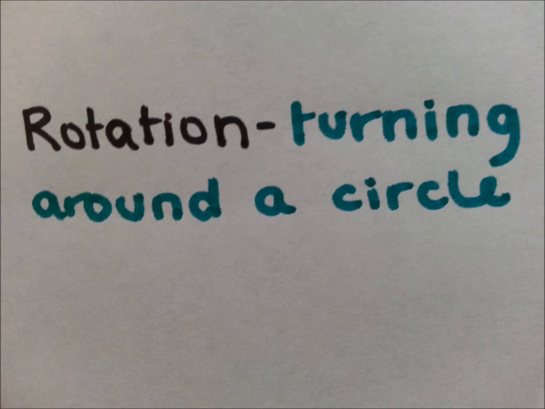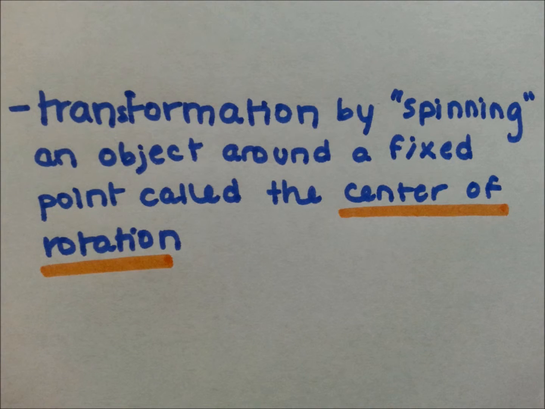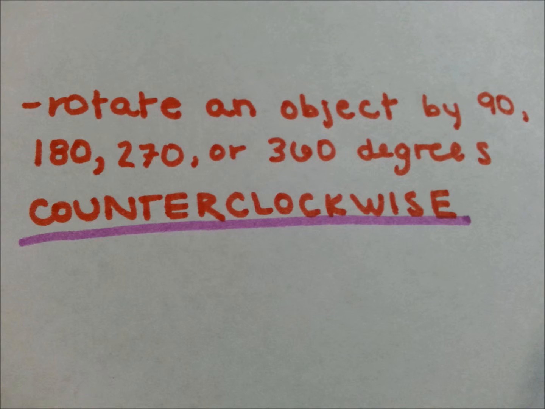Rotation is like turning around a circle. This transformation is done by spinning an object around a fixed point called the center of rotation. We generally rotate an object by 90, 180, 270, or 360 degrees counterclockwise.